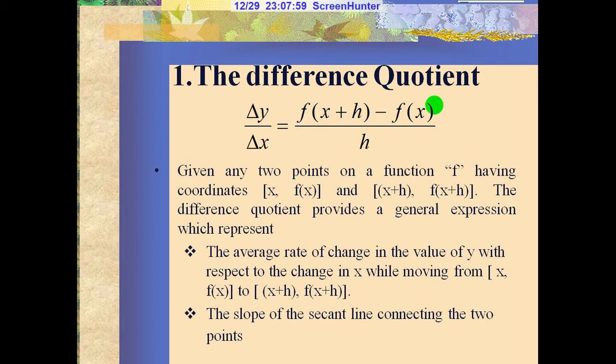So the difference quotient now gives you the average rate of change in the value of y. This is the final value of the function and this is the initial value of the function. f of x plus h minus function of x, divided by the change of x, which equals h. It gives the rate of change in the value of y with respect to change in x while moving from x to x plus h. It also shows the slope of the secant line that connects the 2 points.